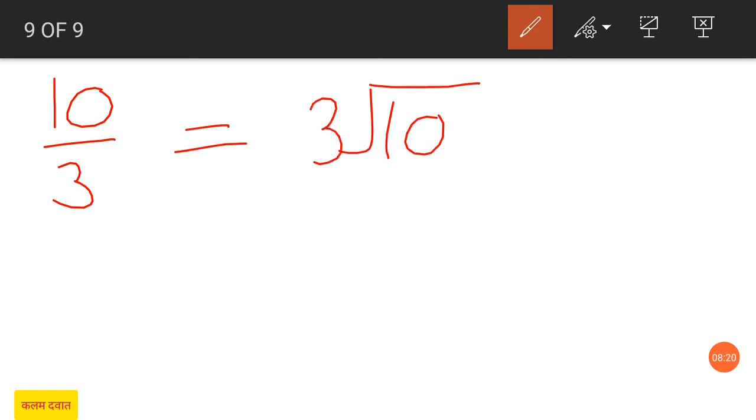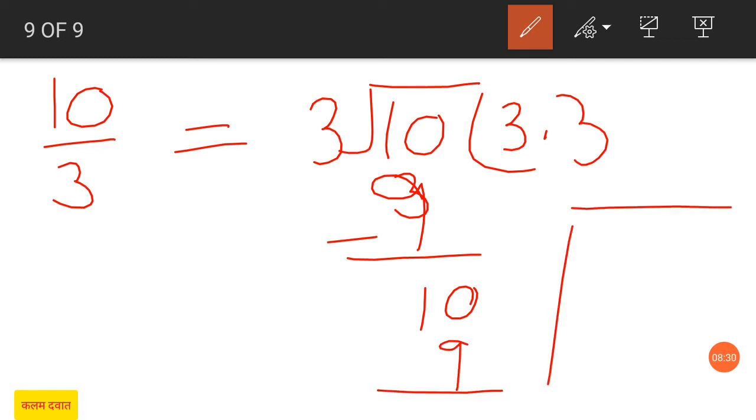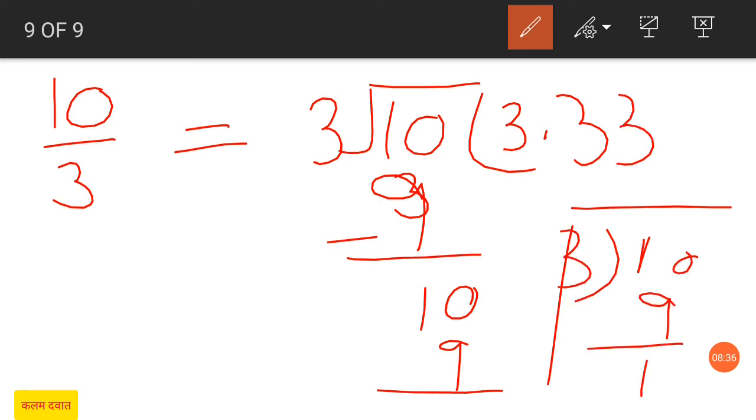See the second one. Suppose we have taken 10 upon 3. Now using the division method, 3 3s are 9, and when we subtract we get 1. Put a decimal, we can write 0 here. 3 3s are 9 again, and as we move further, 1 will be left. Again 3 3s are 9. So when we divide this by 3, 3 3s are 9, and this is unending, meaning 3 will come on and on.